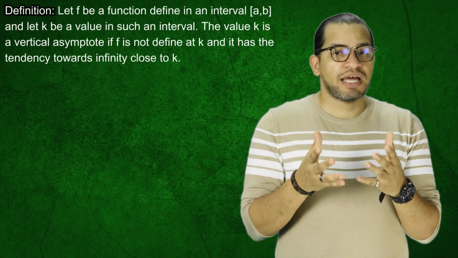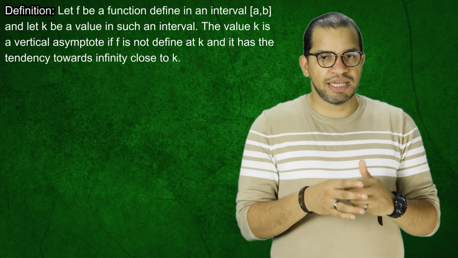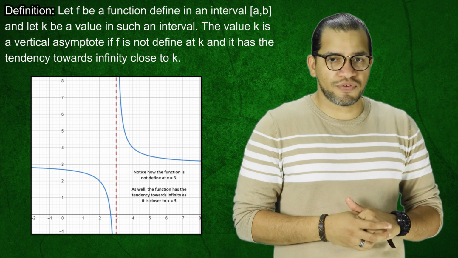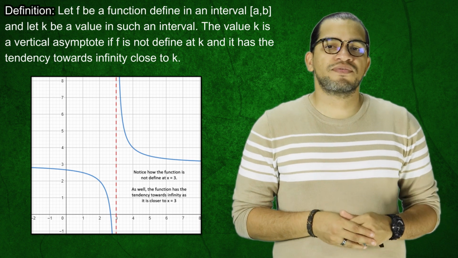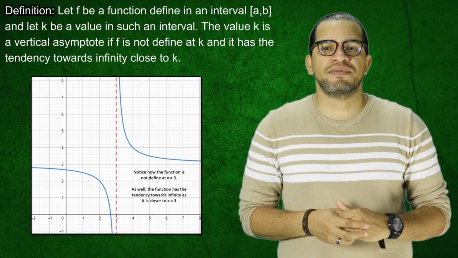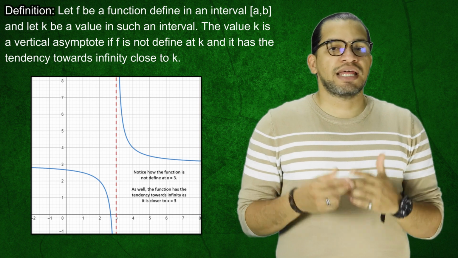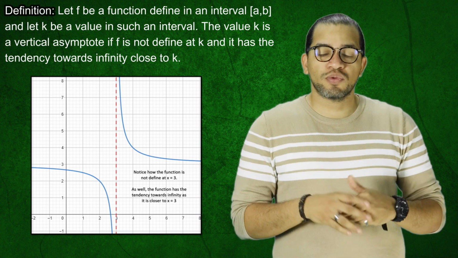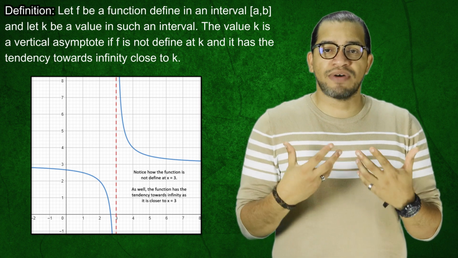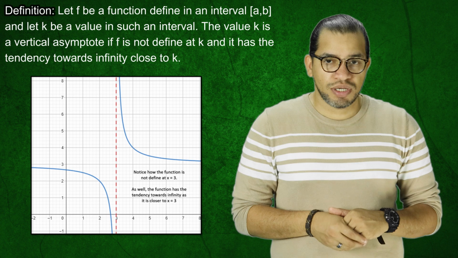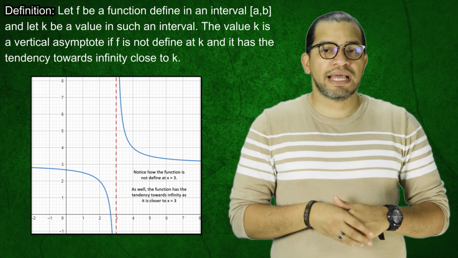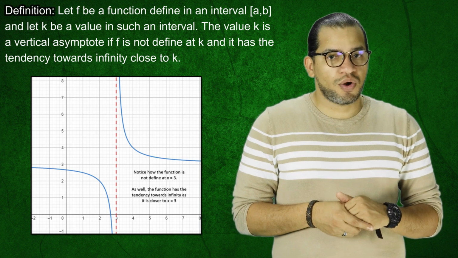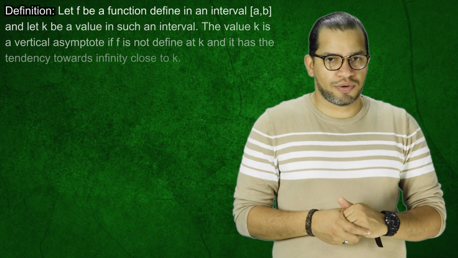We say that a vertical line x equal k represents a vertical asymptote for the function f of x if and only if the following conditions are satisfied. The first one is that the function is not defined at x equal k. And the second one is that as the values of x approach the value x equal k, the values of y increase or decrease without bound.